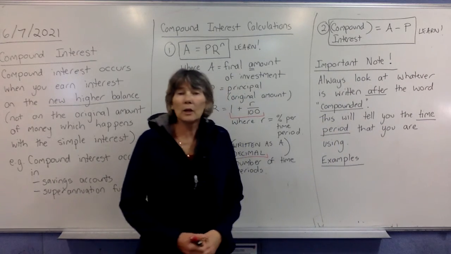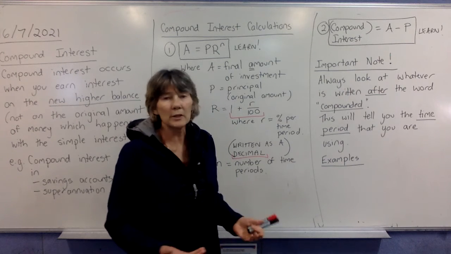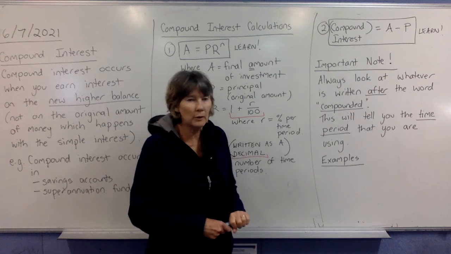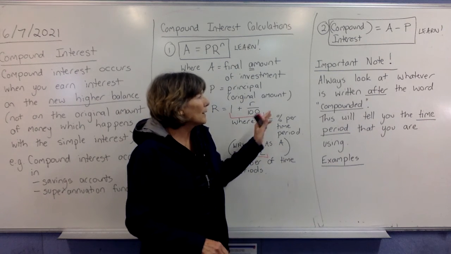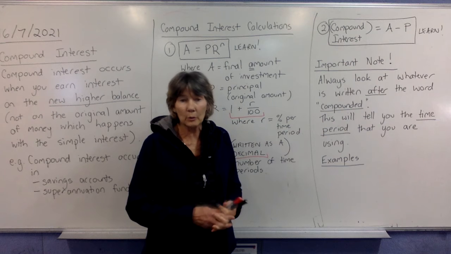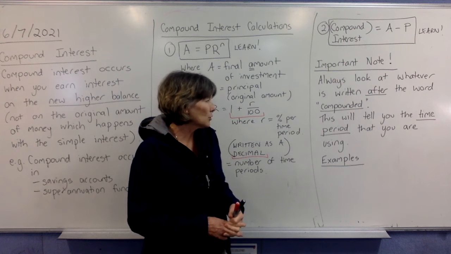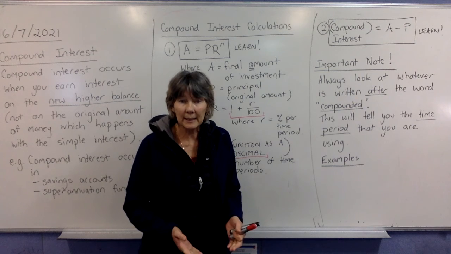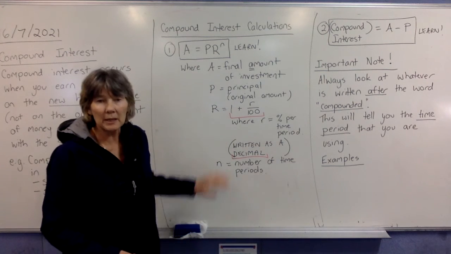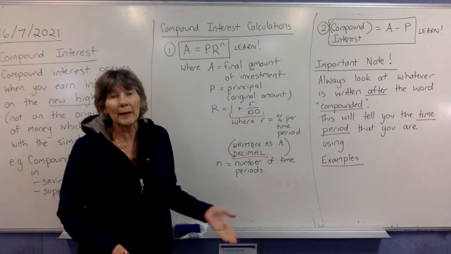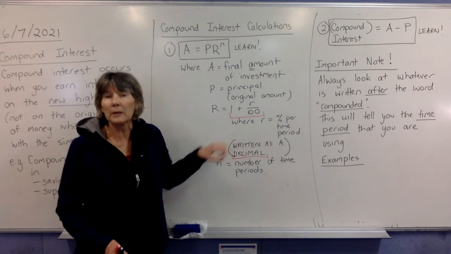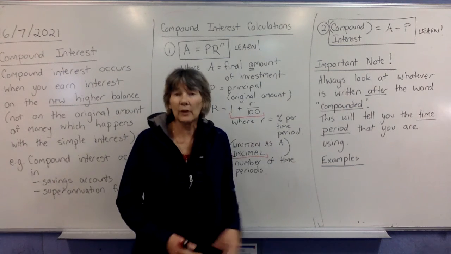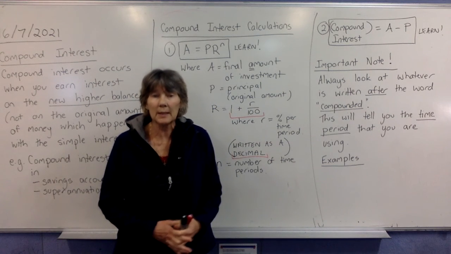Now, when you're looking at your questions, the easy ones you'll all get right, but the harder ones, you've got to be a bit careful with how you read the question. So always look at whatever is written after the word compounded. That tells you the time period that you're dealing with. So if it says compounded yearly, everything over here is going to be in years. If it says compounded weekly, everything over here is going to be in weeks. So you've got to read that first. In the next video, we're going to go through some examples on this and see how it all works.